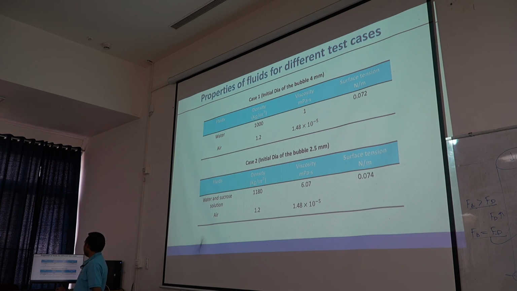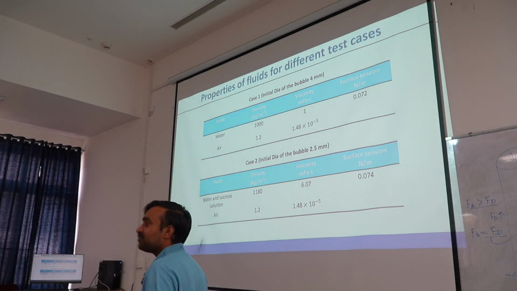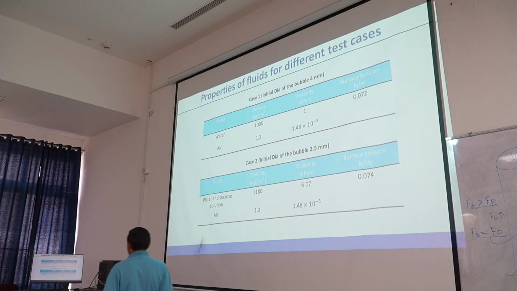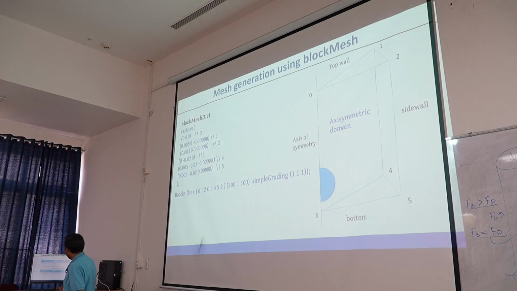In the second case, the initial diameter of the bubble is 2.5 mm, but we have a combination of water and sucrose solution, which has slightly higher density than water, but its viscosity is significantly larger than the viscosity of water. If viscosity is significantly larger, the drag force experienced by the bubble will be more and ultimately its terminal velocity should be less. The corresponding value of the surface tension coefficient is also given.